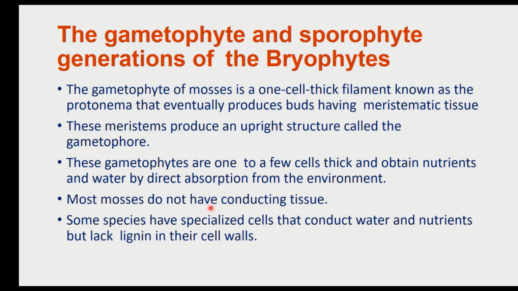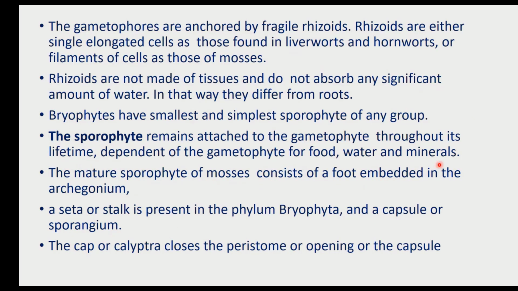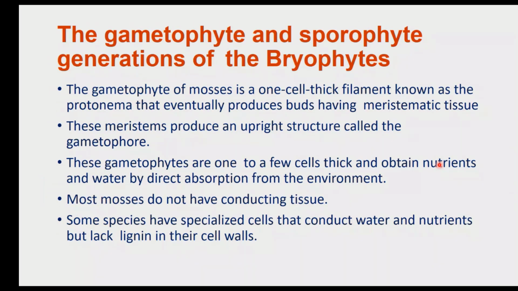Most mosses do not have conducting tissue. Some species have specialized cells that conduct water and nutrients, but lack lignin in their cell walls. What I'm explaining here is more or less the structural cycle of the gametophyte and sporophyte generation of the bryophytes.